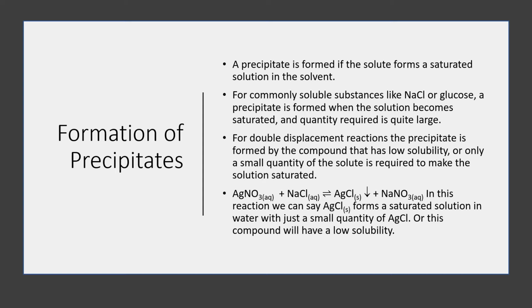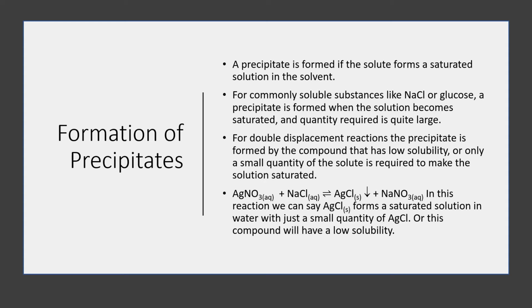Formation of precipitates. A precipitate is formed if the solute forms a saturated solution in the solvent. For commonly soluble substances like NaCl or glucose, as we already stated, a precipitate forms when the solution becomes saturated and the quantity required is quite large because they are highly soluble salts. For a double displacement reaction, the precipitate is formed by the compound that has low solubility or only small quantity of the solute is required to make the solution saturated.